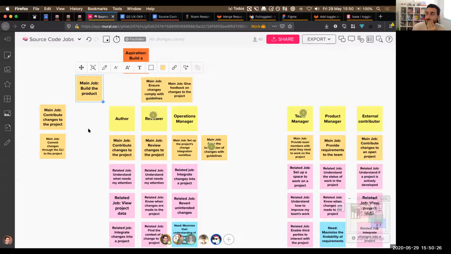I mean, yes, but who would be the performer of building the product? It's everyone. There is no single performer. That's the thing. I think build a product is too broad of a job, to be honest.